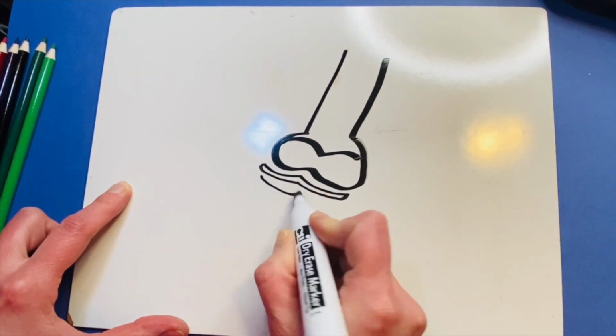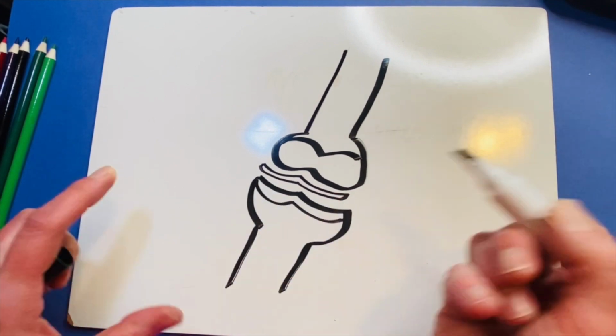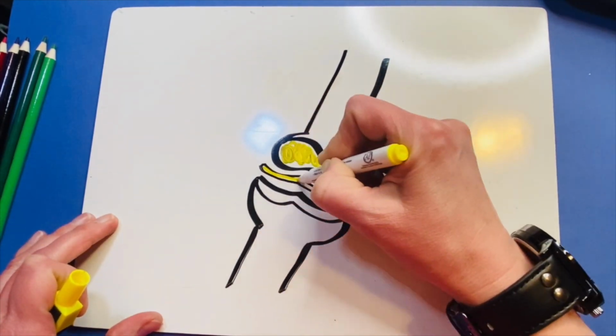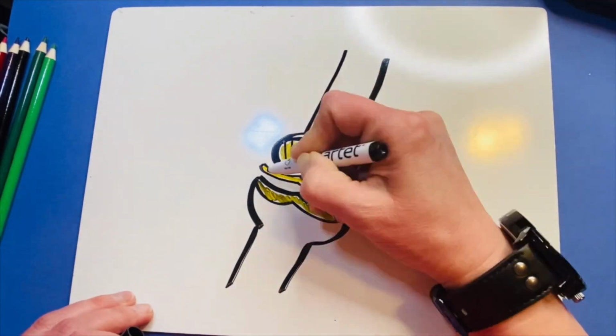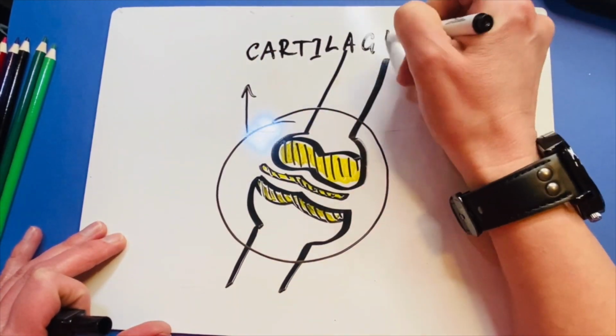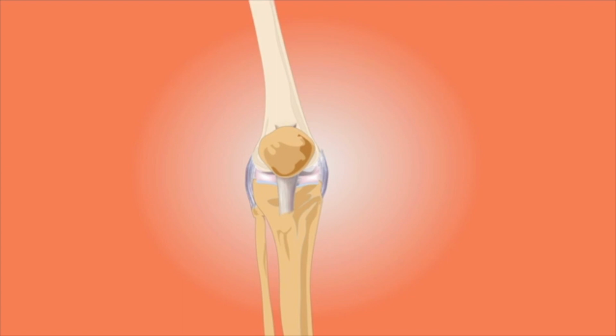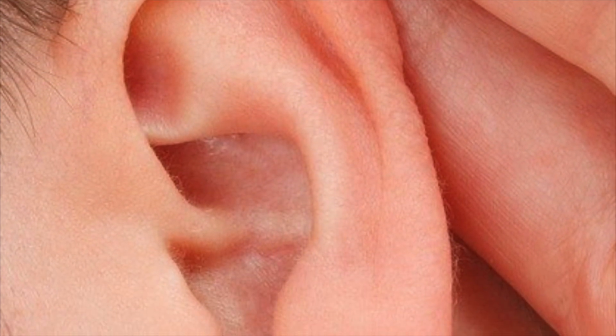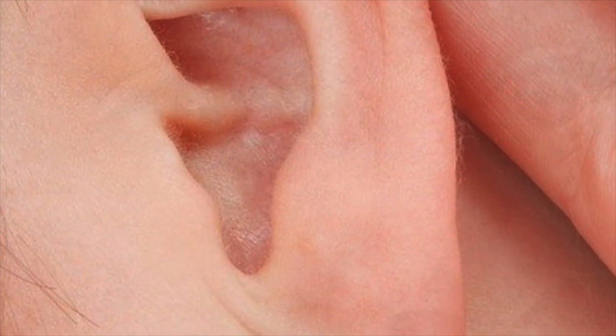The skeleton is made of hard bones and a flexible tissue called cartilage. Cartilage is a smooth, firm, and flexible tissue that is found on the ends of the bones. Cartilage cushions and reduces friction between bones in your joints. Cartilage is also found in your ears and nose.